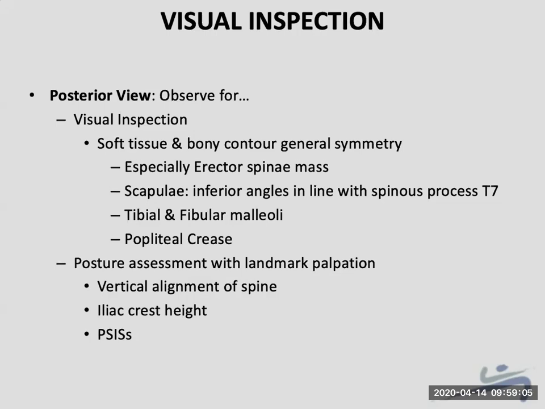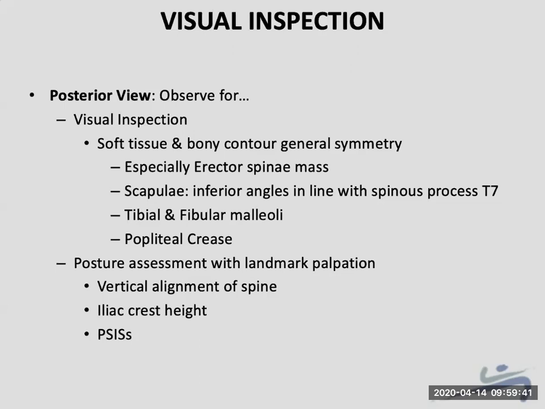Our malleoli as well. So are we seeing relatively symmetric malleoli on each side? The popliteal crease can be helpful in looking at lower extremity alignment as well, so on the back of the knee there. And with our landmark assessment, again, we'll talk about limited value of this with the SI joint unit, but vertical alignment of the spine, palpating along, finding those spinous processes. Iliac crest height may be more helpful from the posterior here.